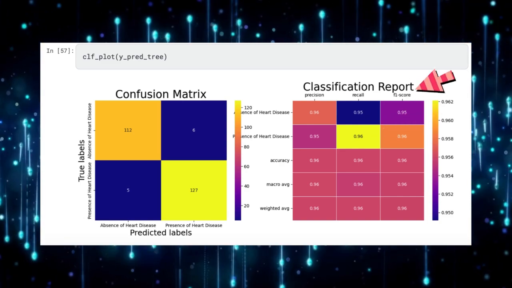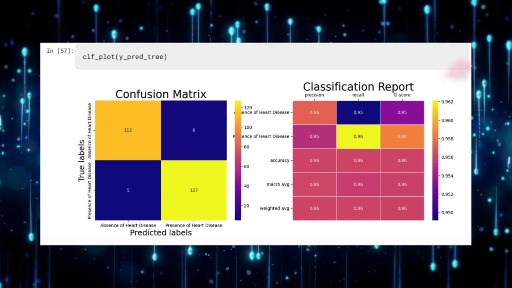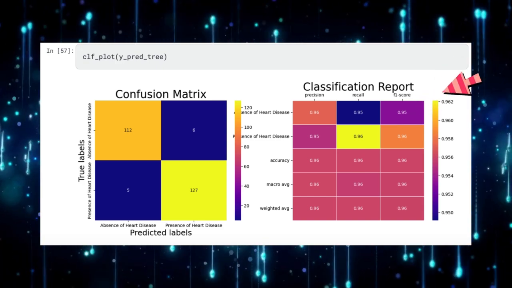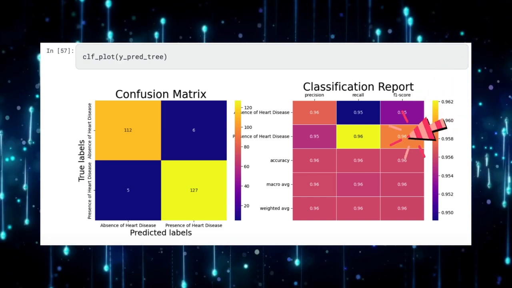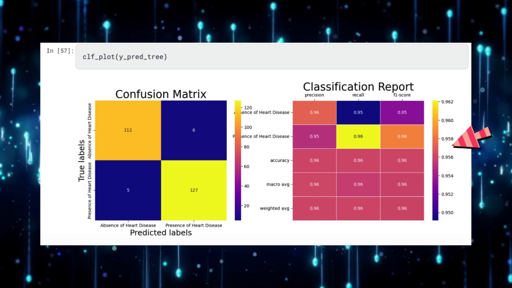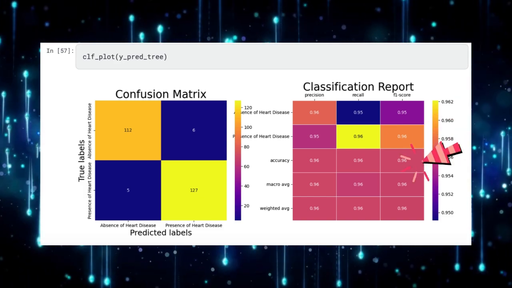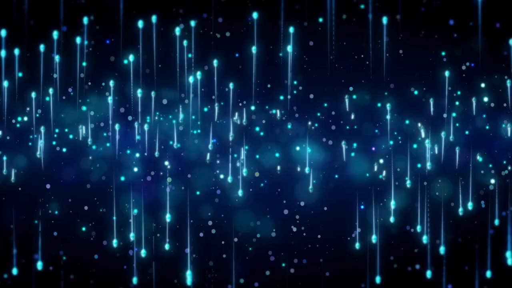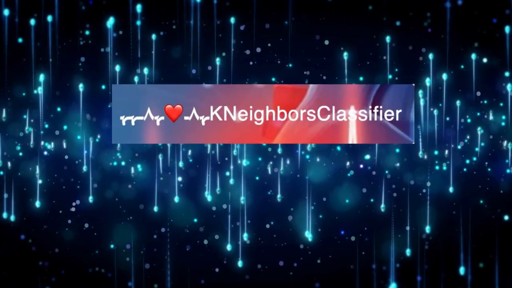F1 score, the harmonic mean of precision and recall. Absence of heart disease 0.95. Presence of heart disease 0.96. Accuracy, the overall correctness of the model: 0.96. Let's move on to the k-nearest neighbors model.